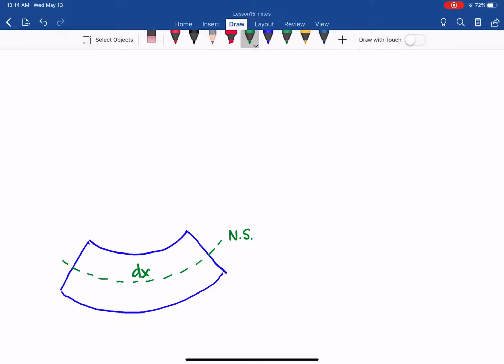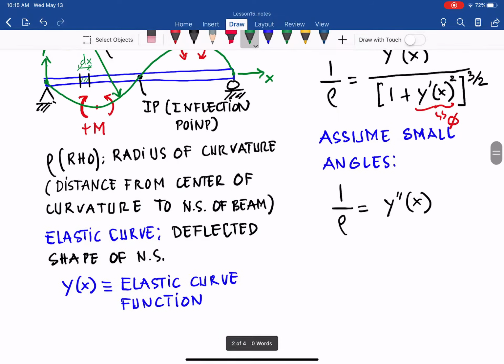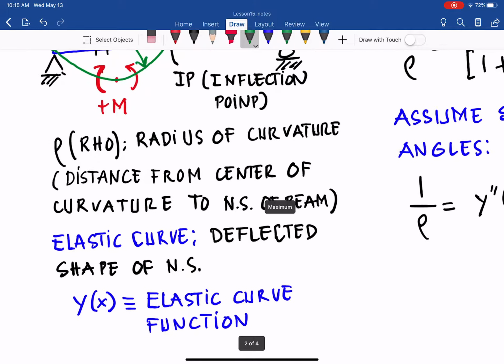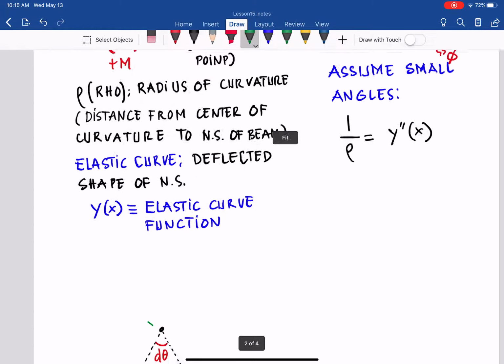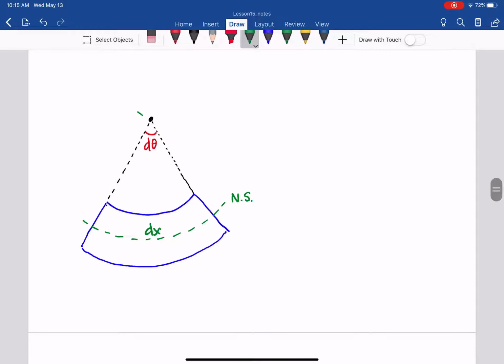Then let's define the center of that curvature, and again I exaggerate the deflection, so that is the center there. The associated angle here we call d theta, and let's call the radius of curvature that we already defined rho, which by definition is the distance from the center of curvature to the neutral surface of the beam. So from the center to here, that is rho.